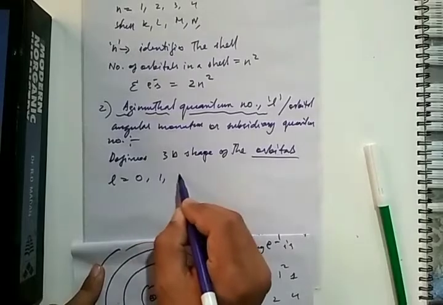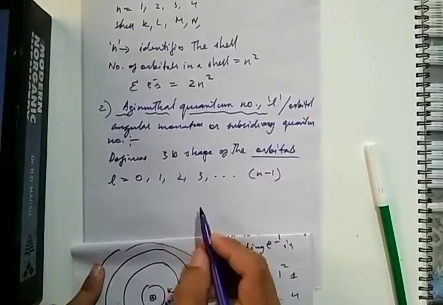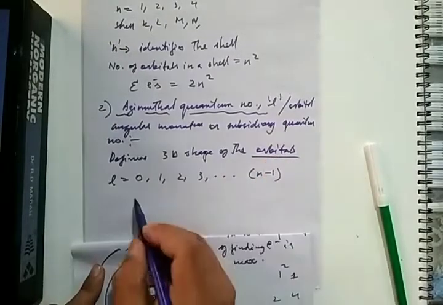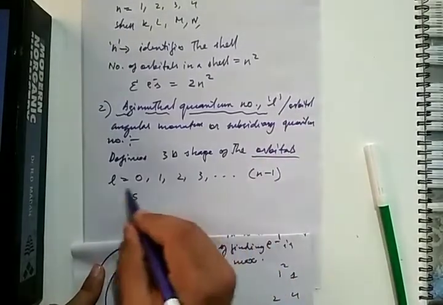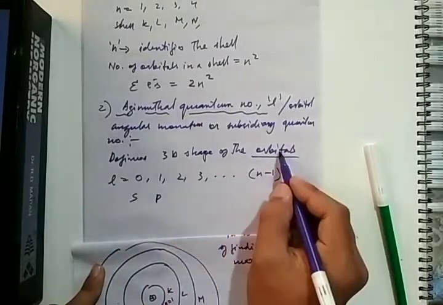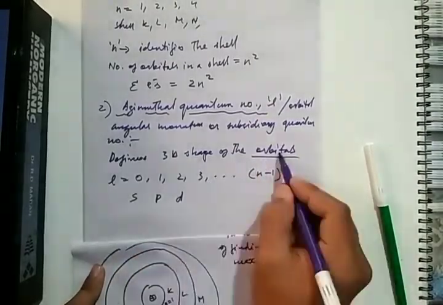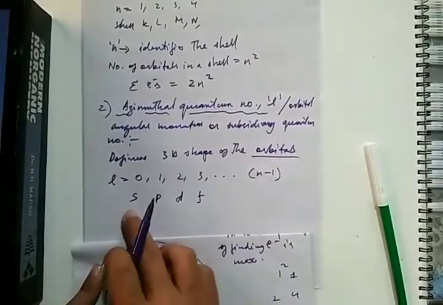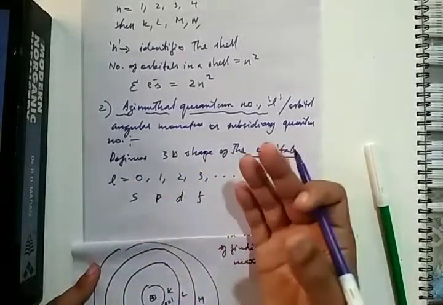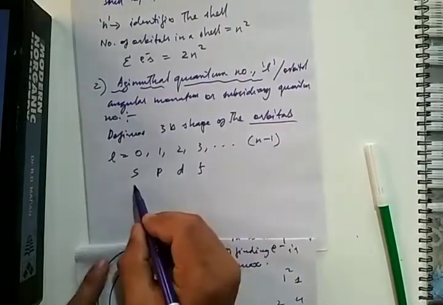L can have values 0, 1, 2, 3, and so on till n minus 1. For L equal to 0, the orbital will be s orbital. For L equal to 1, the orbital will be p. For L equal to 2, the orbital will be d. For L equal to 3, the orbital will be f. From this value we can make out whether it is s orbital, p orbital, d orbital, or f orbital.